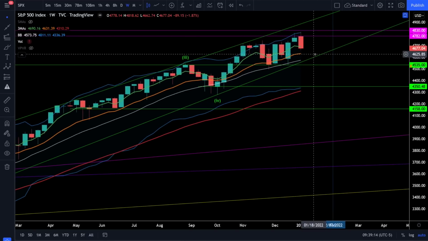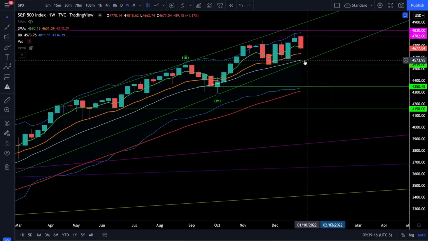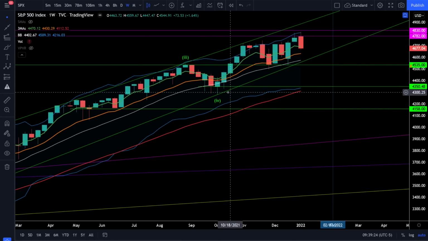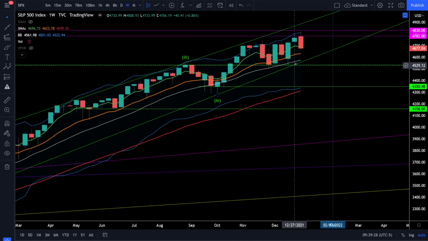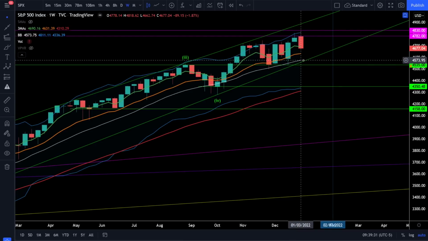So right now we have two very strong support levels, and they're basically in the same exact spot, and that's going to be our weekly 20 simple moving average and our support trend line, which has contained all price action dips going back through the entire bull phase. So that support level on the SPX is right around 45.74.